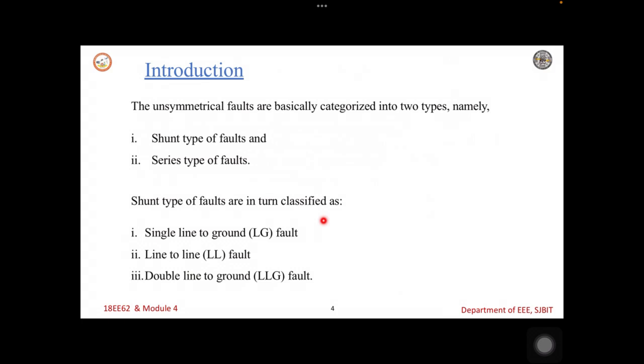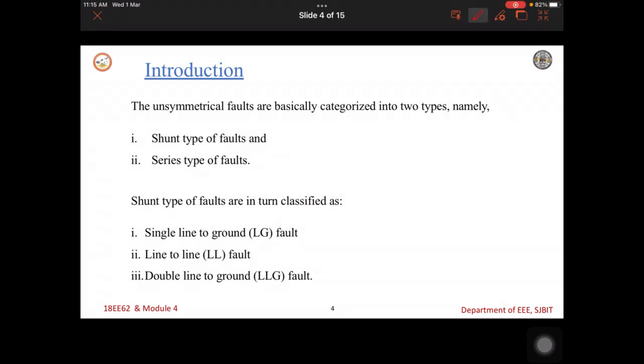So, let us see what a fault is. A fault is any failure which interferes with the normal flow of current. Faults are due to different causes, external and internal. Unsymmetrical faults are the faults in which the fault currents in the three phases are unequal. The different types of unsymmetrical faults are single line to ground fault, line to line fault, double line to ground fault, and fourth, open conductor faults.